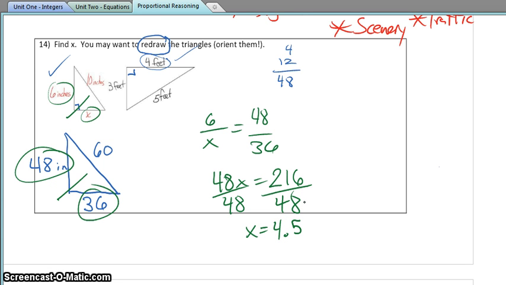4.5. What are the units? We're talking all about inches here, right? So this is going to be 4.5 inches. Remember, we converted everything at the beginning to inches. All right.